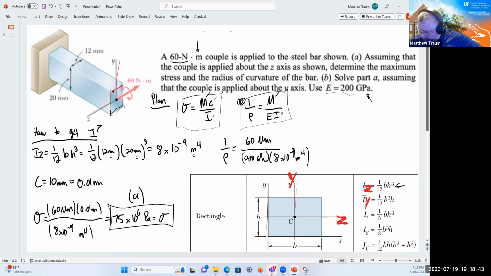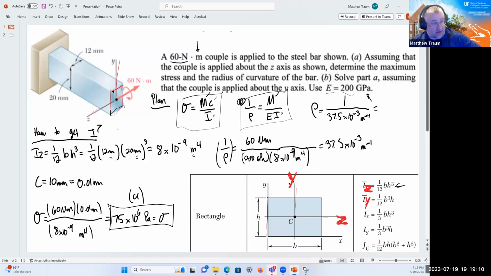Should be a 9. There we go. Okay, and if I run through that, I get 37.5 times 10 to the minus third meters to the negative first power. But remember, this is 1 over radius of curvature. So the radius of curvature is 1 over this value. So 37.5 times 10 to the minus 3 meters to the negative 1, and 1 over that.